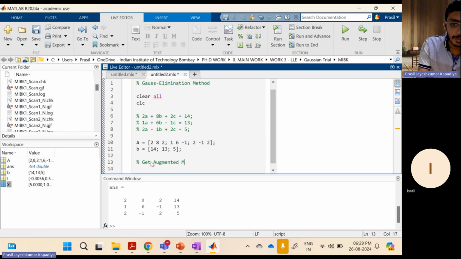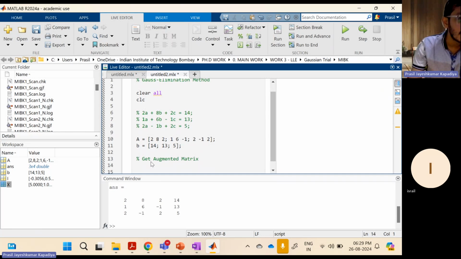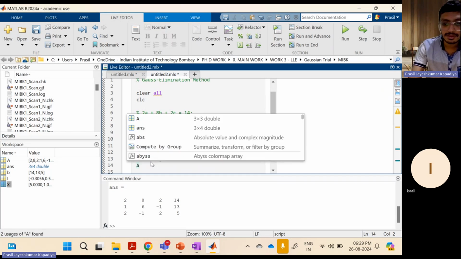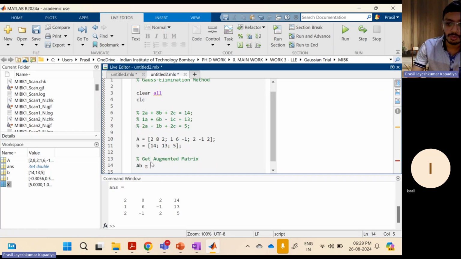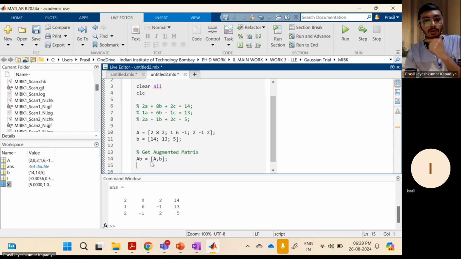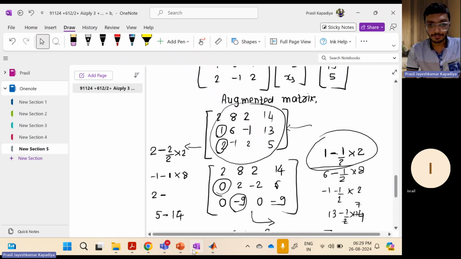I'm just putting one comment, augmented matrix. So augmented matrix, I am defining it as AB, which is equal to A, comma B. So I have defined my augmented matrix. Okay, what do I need to do now?